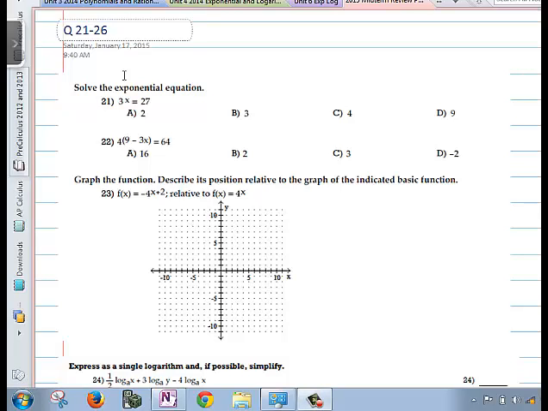Okay, class, here we are. We're working on 21 through 26 now, and we're solving an exponential equation.